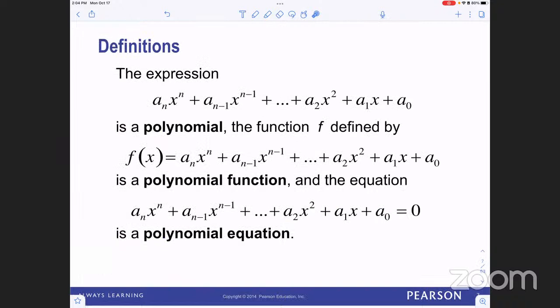So then we have this expression. So given a polynomial expression, right? Again, this is a polynomial. Then the function f defined by this, we call this a polynomial function. And when you have a polynomial equal to 0, we say that's a polynomial equation, all right? So a few different ways that we can express a polynomial.